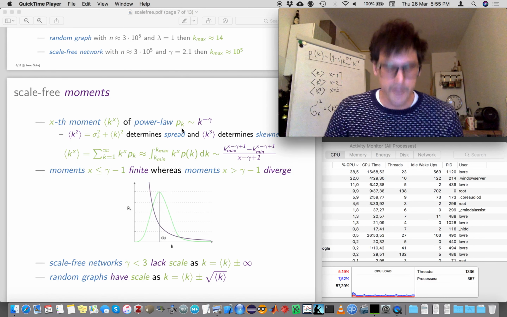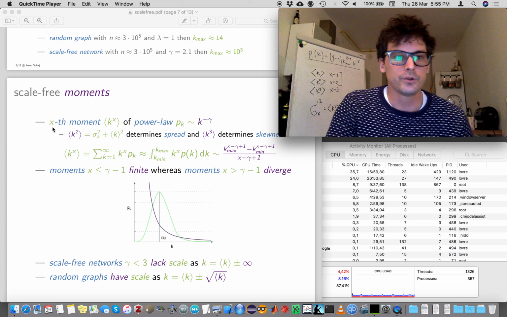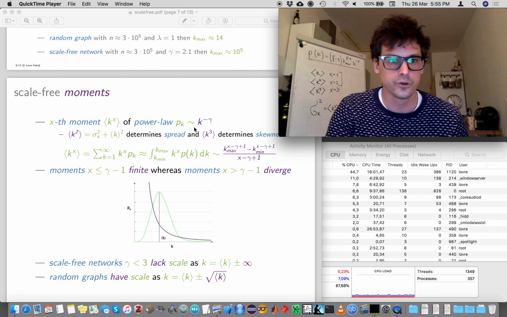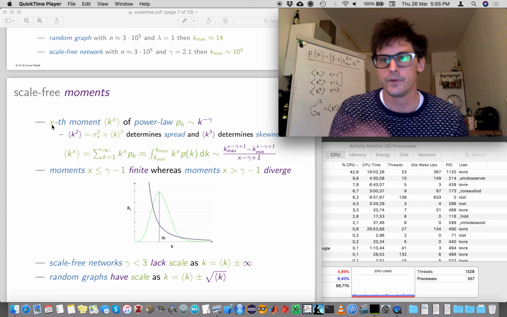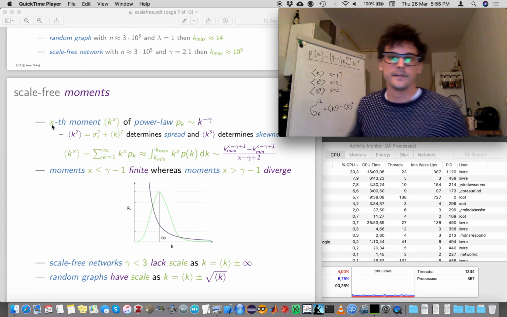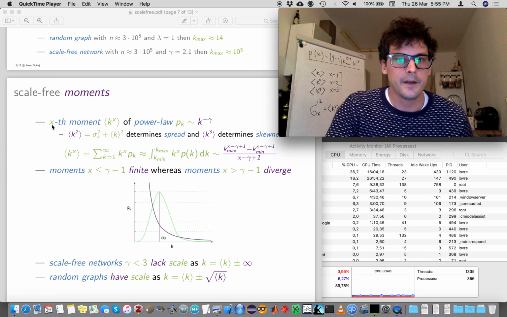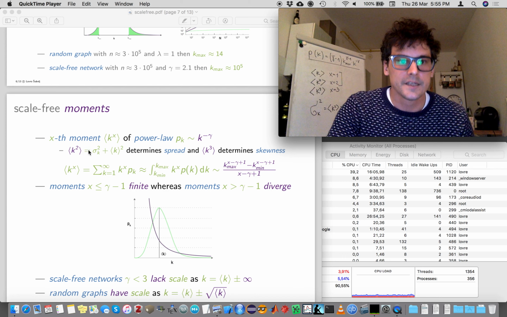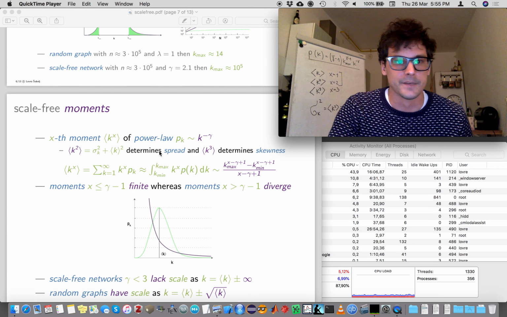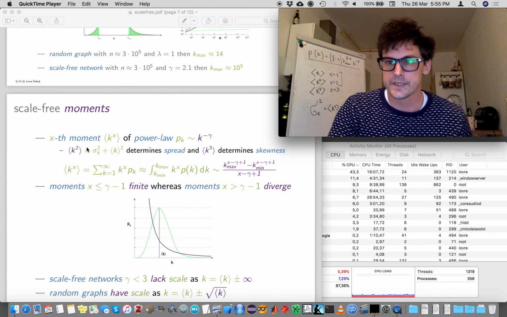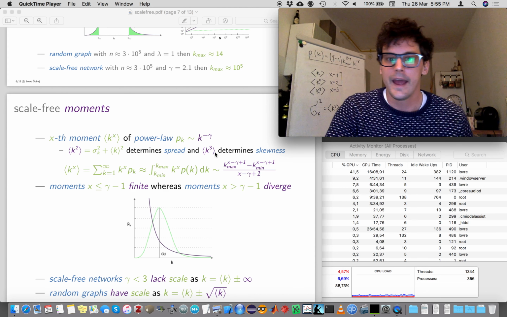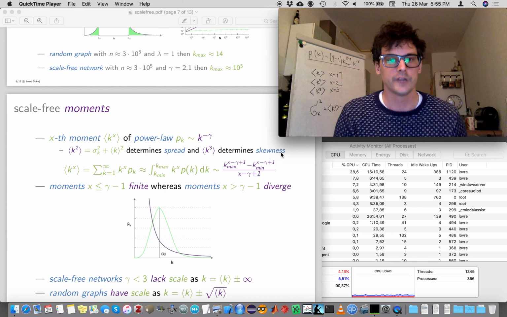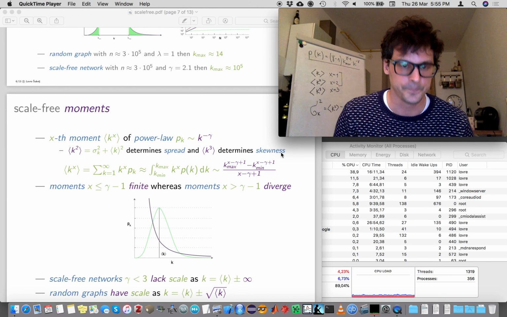So we are interested in computing the moments of the power law degree distribution, and with x I will denote either the first, second or third moment. As I already said, the first moment is just the average, the second moment determines the spread because it's connected to the standard deviation or the variance, and the third moment determines the skewness, whether you're skewed to the left or skewed to the right.